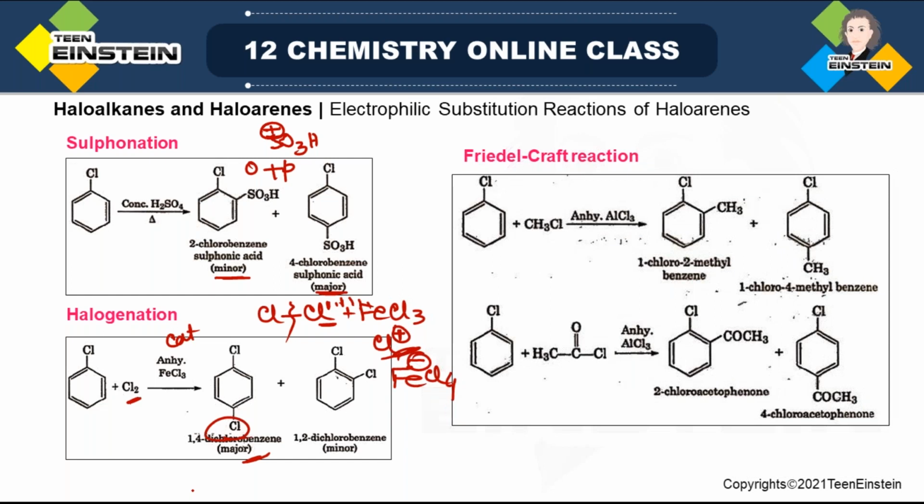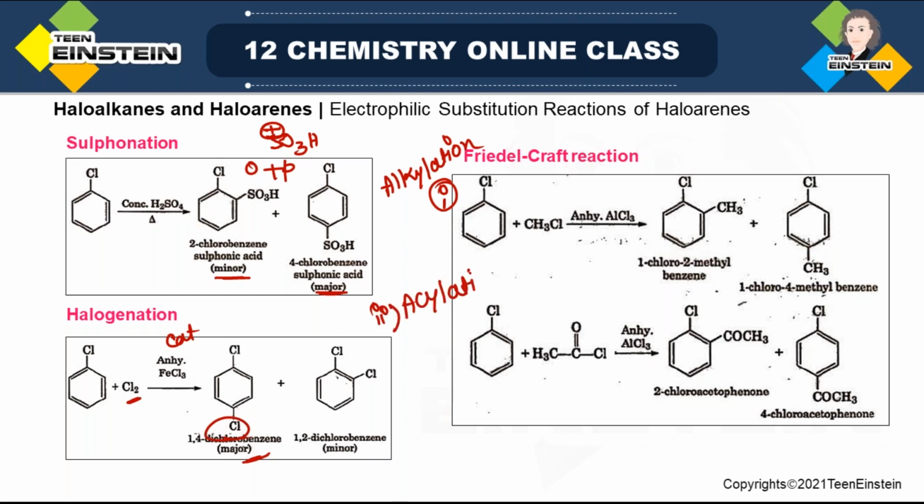Friedel-Crafts reaction. Now this is a very important reaction, and under Friedel-Crafts two types of reaction are possible. The first one is known as alkylation. Why is it alkylation? Because alkyl groups are inserted. And the second one is acylation. So the first one you will call Friedel-Crafts alkylation and the second one Friedel-Crafts acylation.